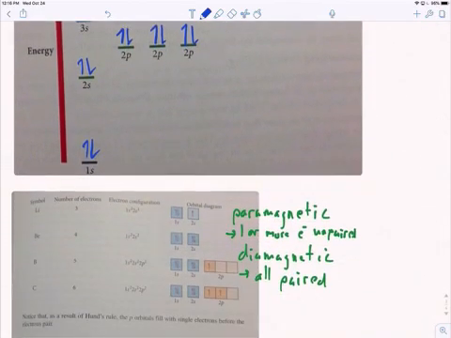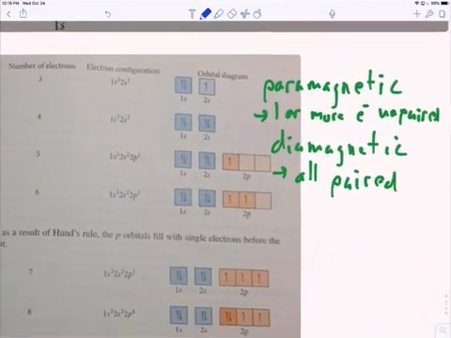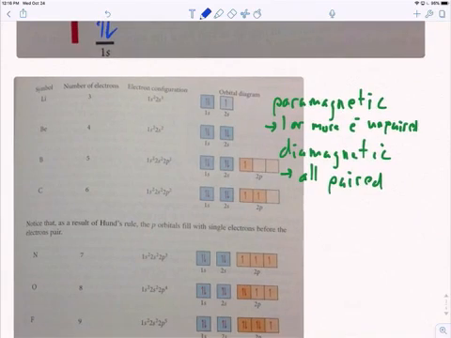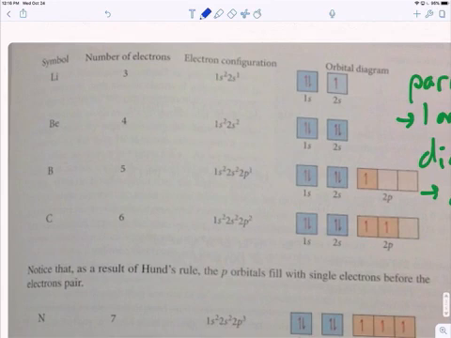So I've already mentioned this. Paramagnetic means one or more electrons are unpaired. Diamagnetic is all paired. So you see here, lithium has one unpaired electron, it's paramagnetic. Beryllium, 2 paired, diamagnetic. Boron has one unpaired, it's paramagnetic. Carbon, 2 unpaired, paramagnetic.